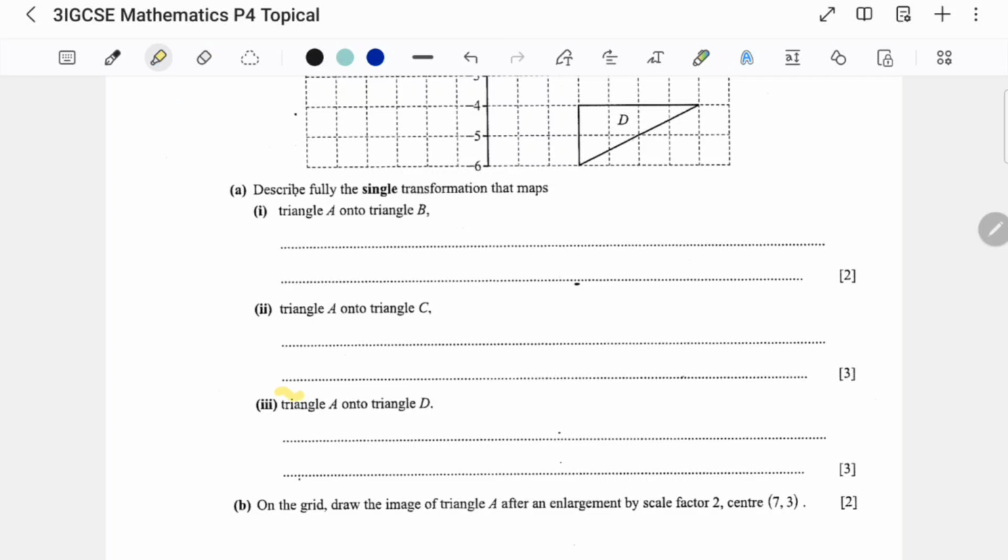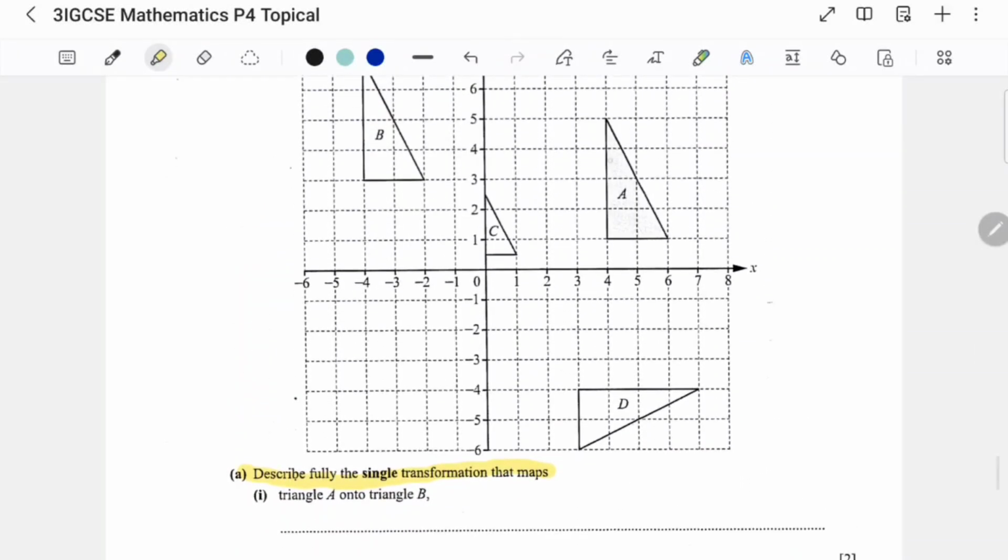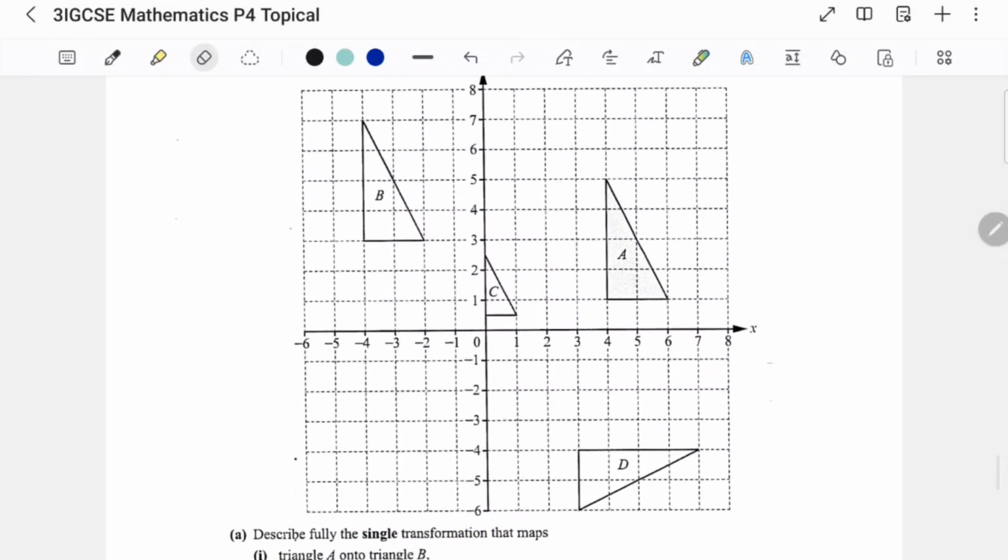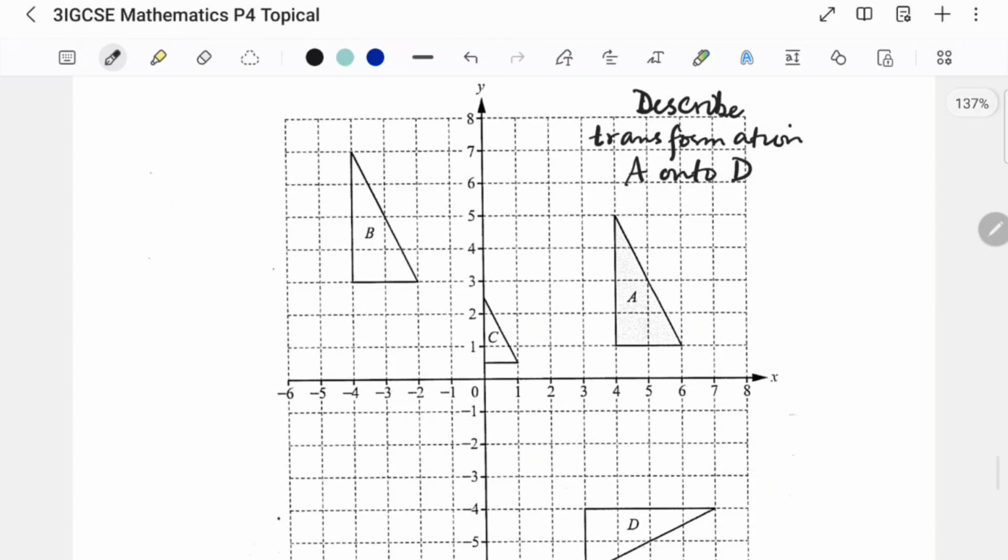This one we'll have to describe fully the single transformation, triangle A onto D. So we'll have to check A and D. Your A is your object and D is your image. Okay, so label it first and then start working out how much angle it is, what is the direction, and which one is the center. So they describe the transformation A onto D. Let's see, is it a reflection, rotation, translation, whatever it is.